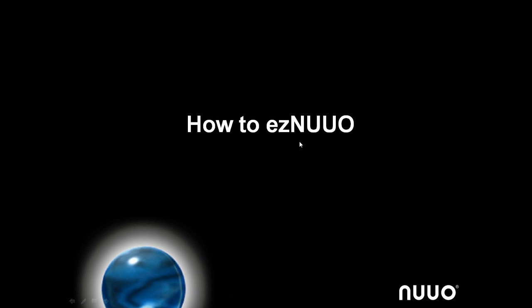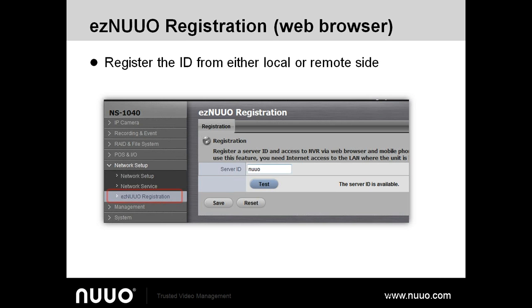Okay, now we go to the second topic. In this topic I will let you know how to set up the Easy NUUO function in NVR Solo. First, you need to register the NVR Solo server ID to the Easy NUUO server, and you can register the ID on the NVR Solo web page or by local display network setting.